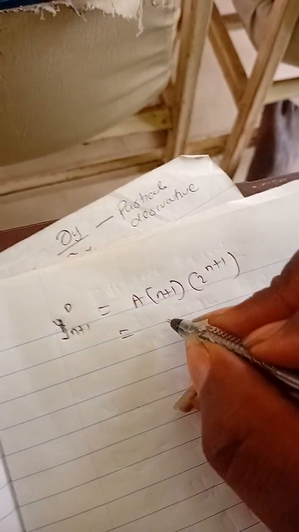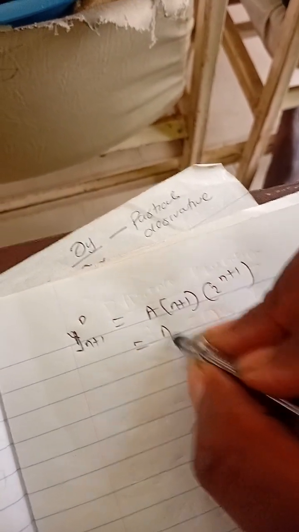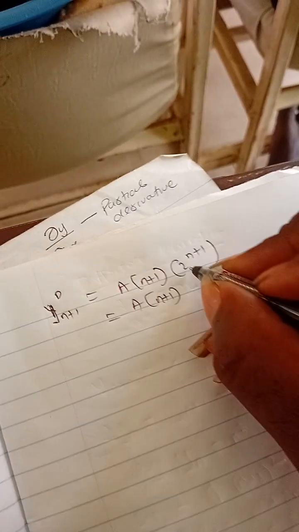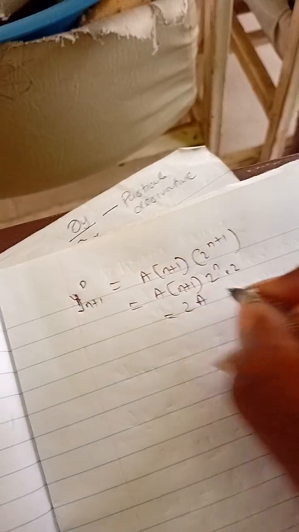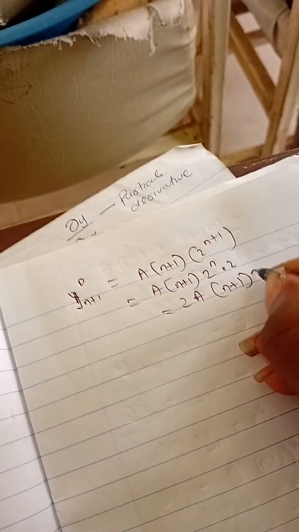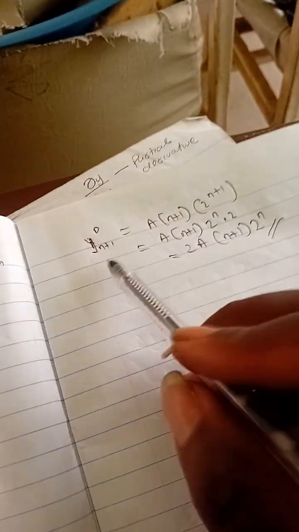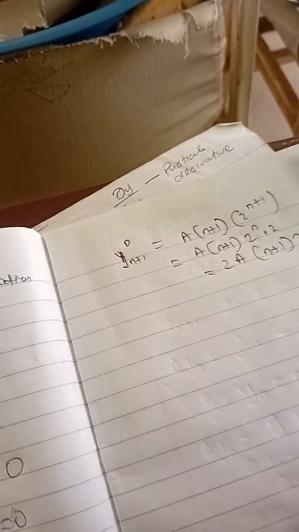So here we now have a(n+1). 2 raised to the power n plus 1 is the same as 2 raised to the power n times 2. So this will now give us 2a(n+1), 2 raised to the power n. This is like our y prime in an ODE, but here it is y_{n+1}, like first order.